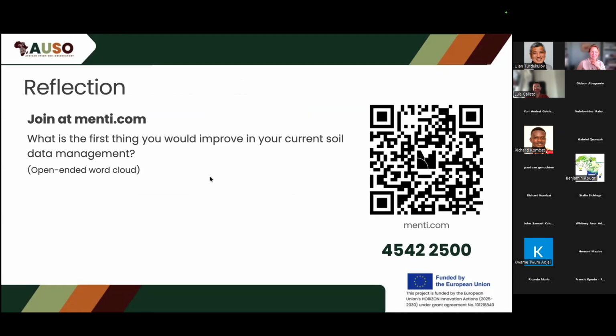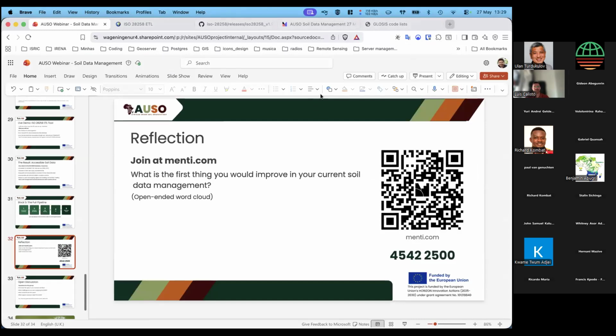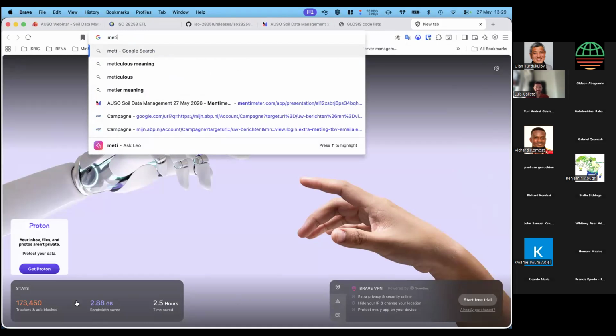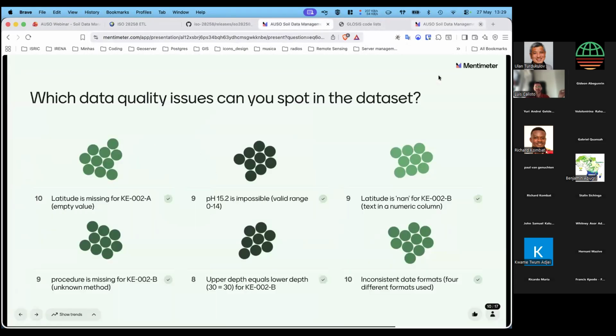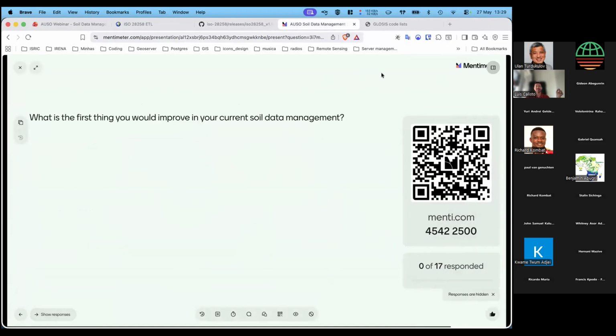Last question for Matti, and I'm going to invite you to join Matti and ask this question. What is the first thing you'll improve in your current soil data management? This is open-ended. The idea is to have kind of a cloud of words. Try to be concise, like 1 or 2 or 3 words. Try to put it in, if possible, just 1 word. That would be great. Feel free to respond.